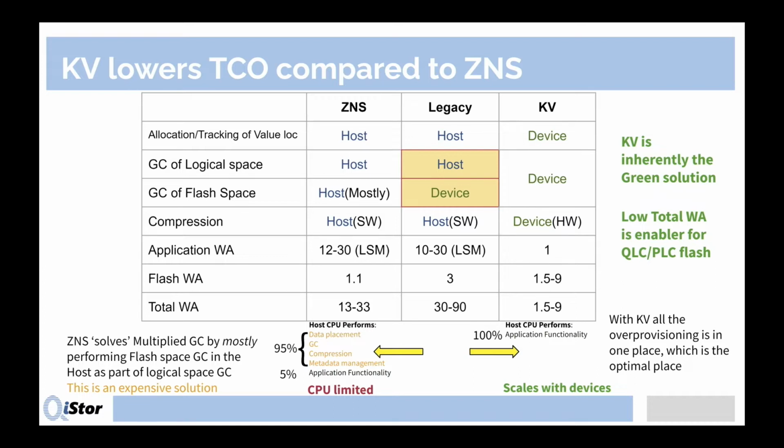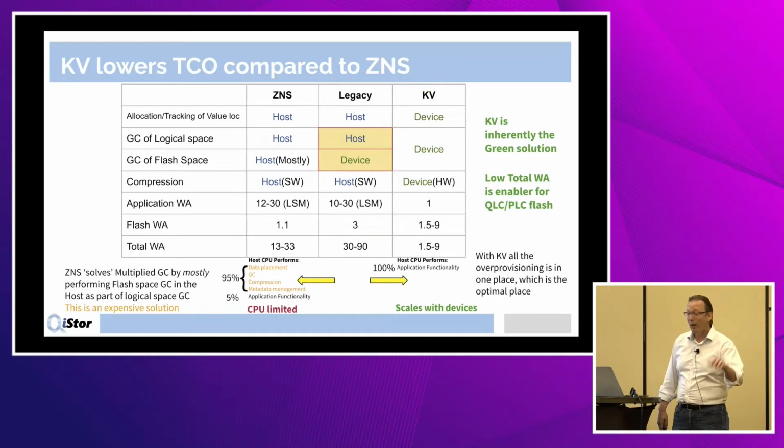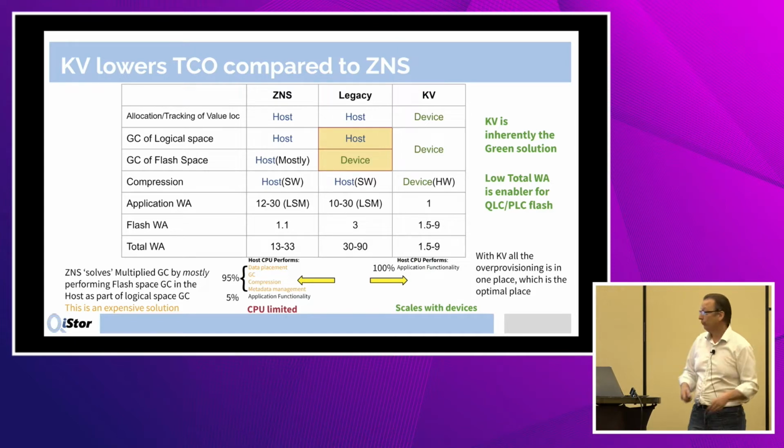So ZNS says, okay, let's solve this problem by just moving everything onto the host. So now the host is also going to garbage collect the flash space, mostly, because again, remember, the abstraction doesn't quite match. And so now we end up with a much better flash write amplification, but we didn't solve the application write amplification. That also went up a little bit, because now you're having to do a few extra things that you didn't have to do before.